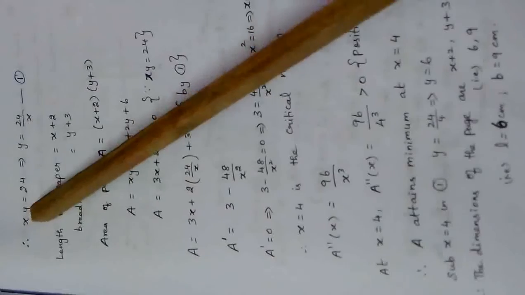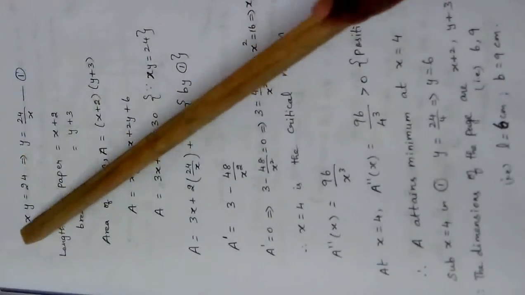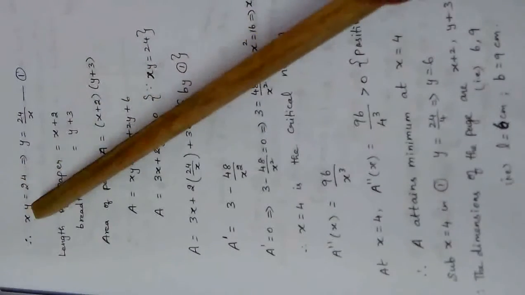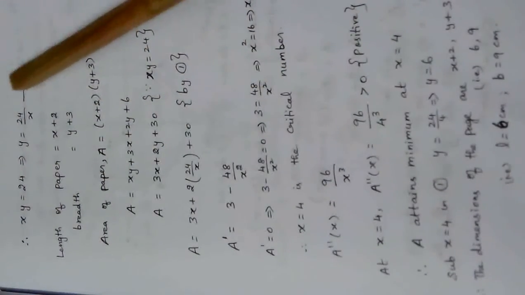Now see, that is what I have written. xy is equal to 24. This means area of the rectangle, which is printed area. So from this, y can be written as 24 by x. We are taking that as equation number 1.